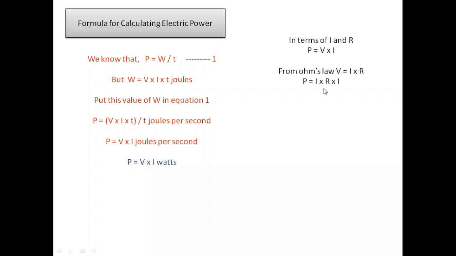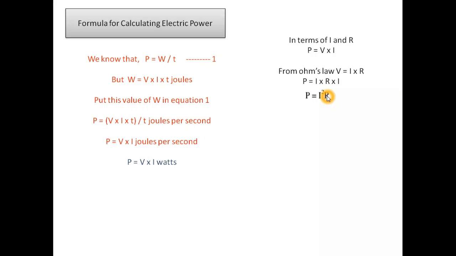Now let's look at another formula, in terms of current and resistance. Again, P is equal to V into I. Now by Ohm's law, V is equal to I into R. So we substitute this V here. Instead of V, we write I into R, then I, so we get I square R. What we get from this is that power is equal to the square of current multiplied by resistance. So this is in terms of current and resistance.